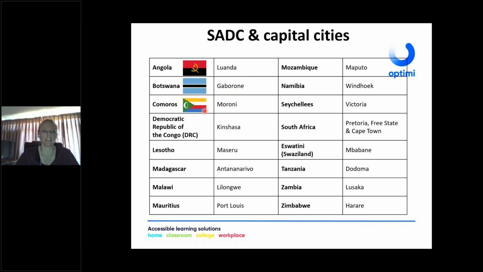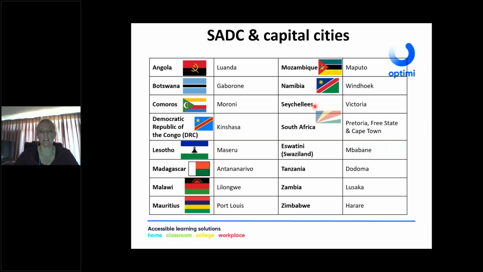Democratic Republic of the Congo is Kinshasa. Lesotho's capital city is Maseru. Madagascar's capital city is Antananarivo. Malawi is Lilongwe. Mauritius is Port Louis. Mozambique is Maputo. Namibia is Windhoek. Seychelles is Victoria.